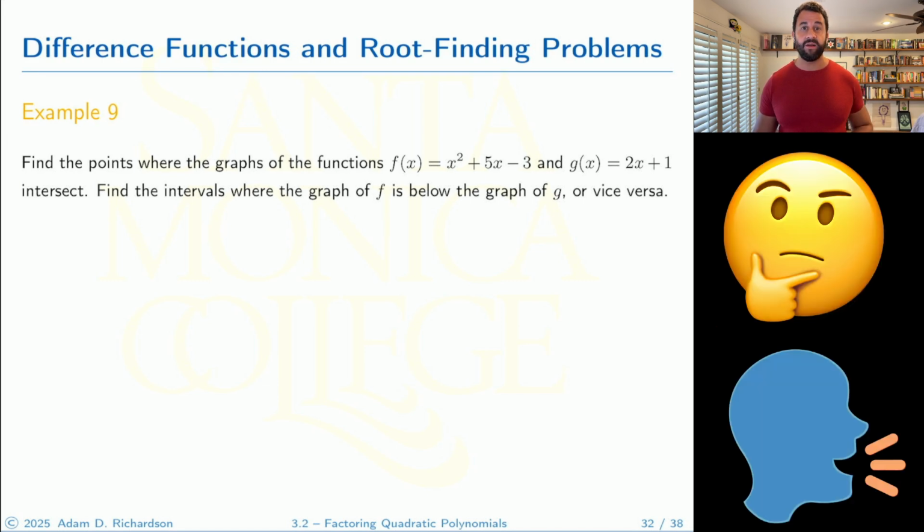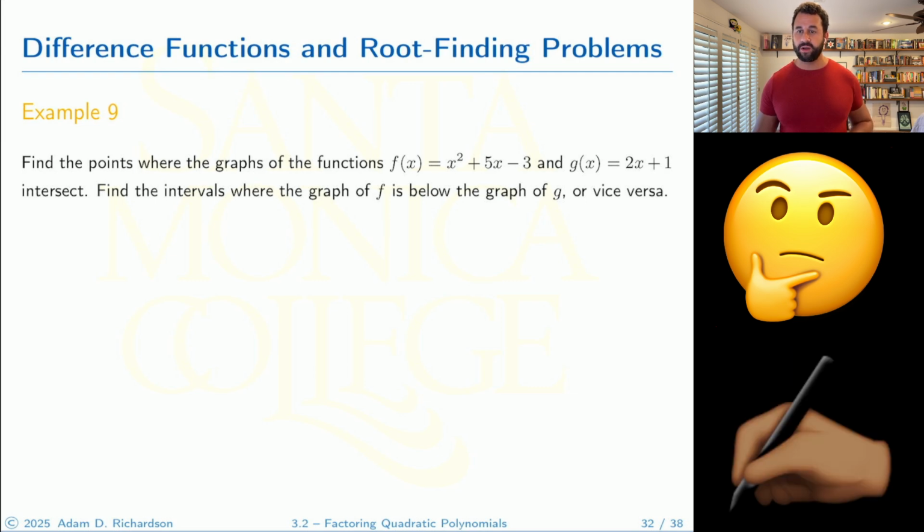Just sit back, let it wash over you, look at what's written here. Now say something out loud about what you're going to do first. Okay. And now work on it on your own. The one stipulation I will give you is this: use a difference function. Set up a difference function first. So set up the difference function, find the zeros of the difference function, and then that will help you determine where the two graphs intersect and where one is above the other or below the other. All right, you try it for a second, and then we'll do it together.